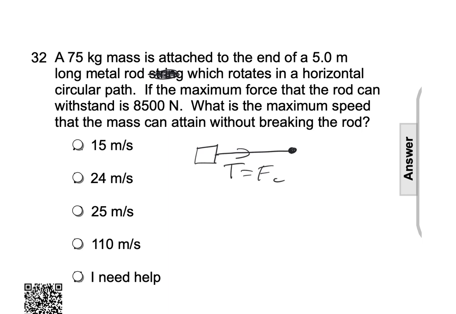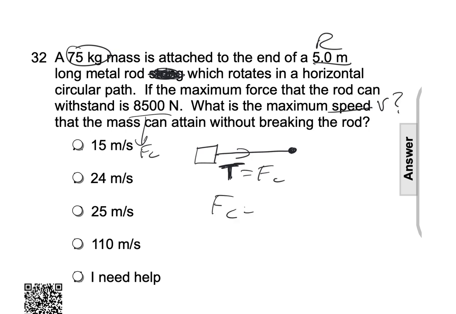Okay, in this problem, we have an object connected by a rod. Cross out that word string. It's going in a circular path. The maximum force in the rod, you can't have tension in a rod, the rod can withstand is 8,500. So that's the Fc. What's the maximum speed that it can go? If you go faster than this, it'll be too much force and it will snap off. So I'm looking for v.